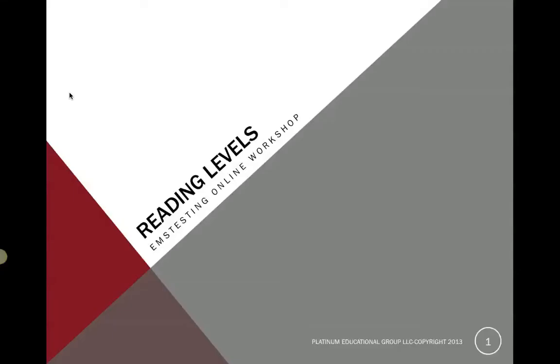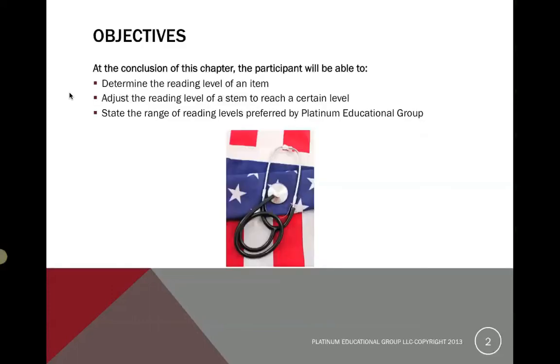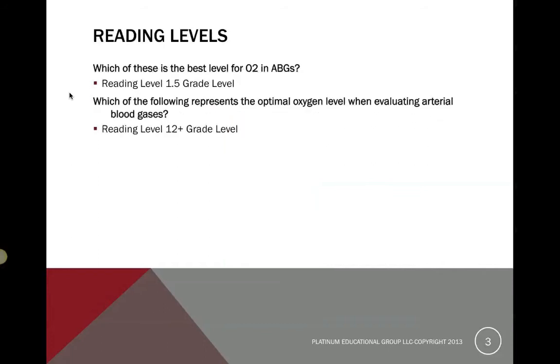Welcome to Module or Chapter 8, the final chapter in this section, dealing with reading levels for our EMS Testing Online Item Writing Workshop. In this chapter, we're going to talk about how you determine the reading level of an item and then adjust it to reach a certain level. And then we'll talk also about the ranges that we would like to use for our questions.